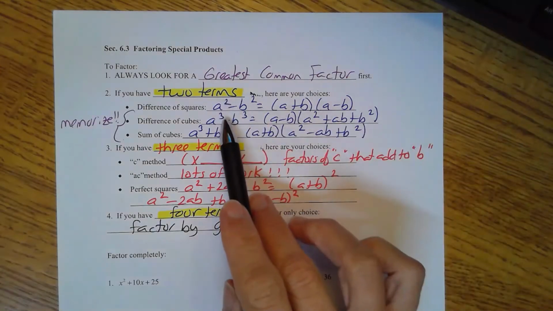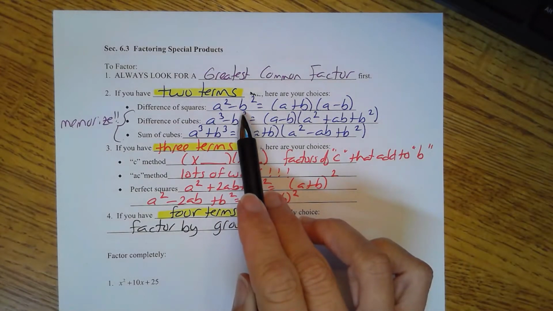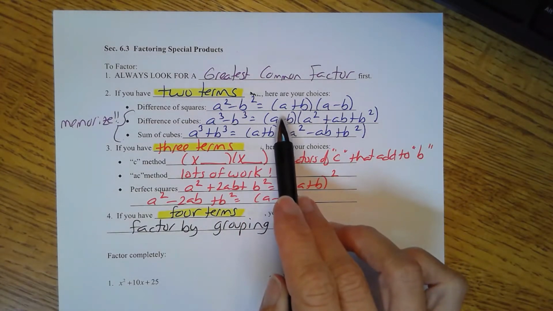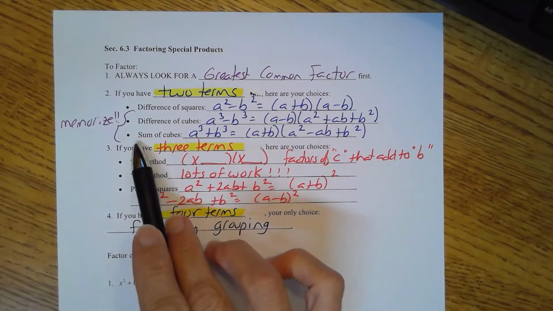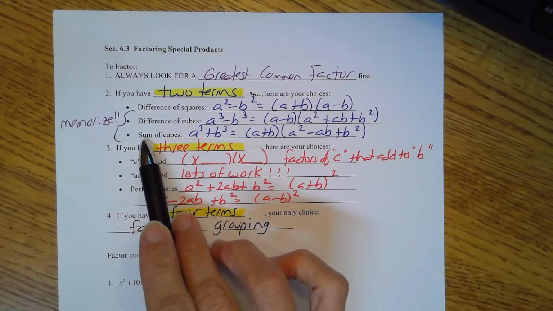So if you have two terms, you should remember a squared minus b squared was the difference of squares. And so that factored into a plus b and a minus b. These next two are the new things that we're learning in 6.3. Everything else should be review, but you need to memorize these formulas. There's no way to get to these answers without memorizing.